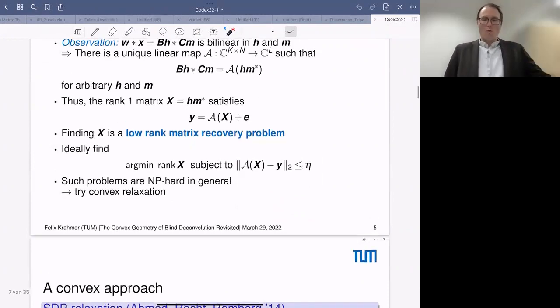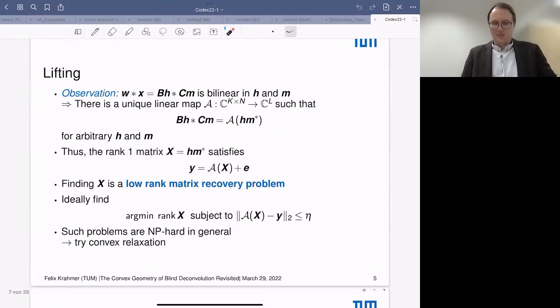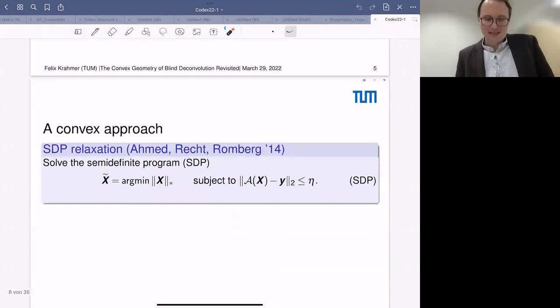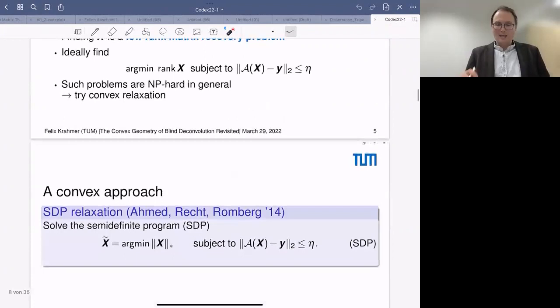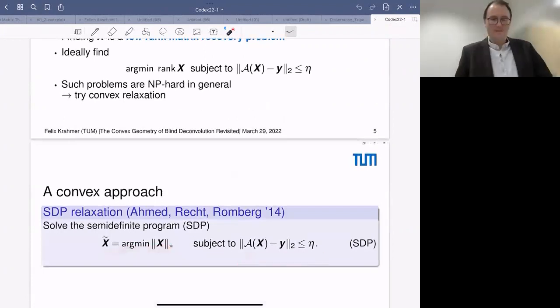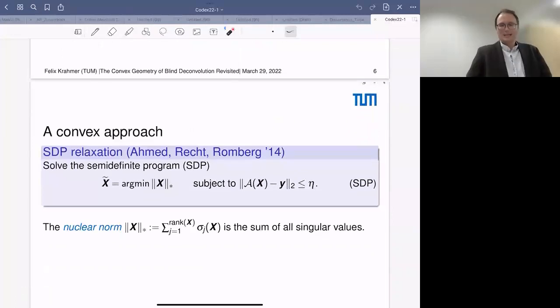So what one can instead look at, under certain additional assumptions on B and C, is that you can consider a semi-definite relaxation. So instead of trying to minimize the rank, you're taking the same constraint and then you are minimizing the so-called nuclear norm. And the nuclear norm is the sum of all the singular values.